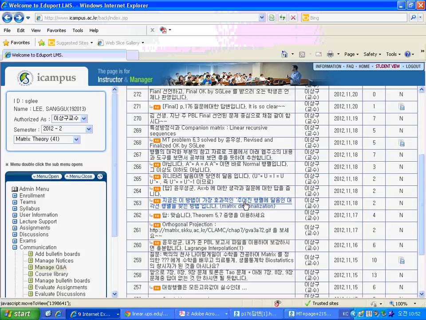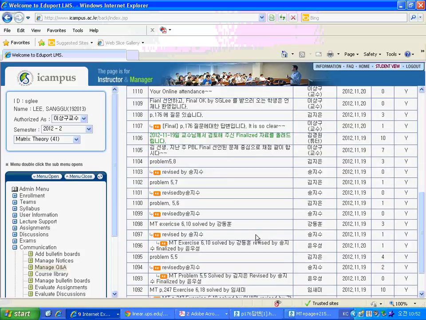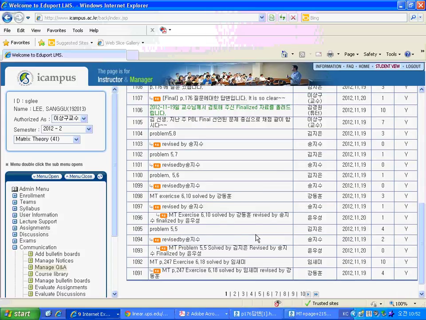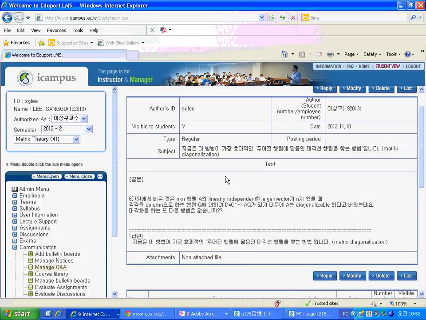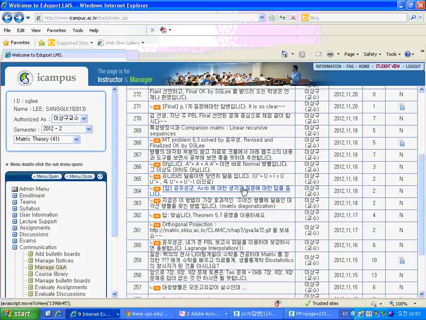Mr. Song, you asked whether there is another way of finding the diagonal matrix which is similar to a given matrix. The way that we are using is the best way. So you had better use it at this level of study.